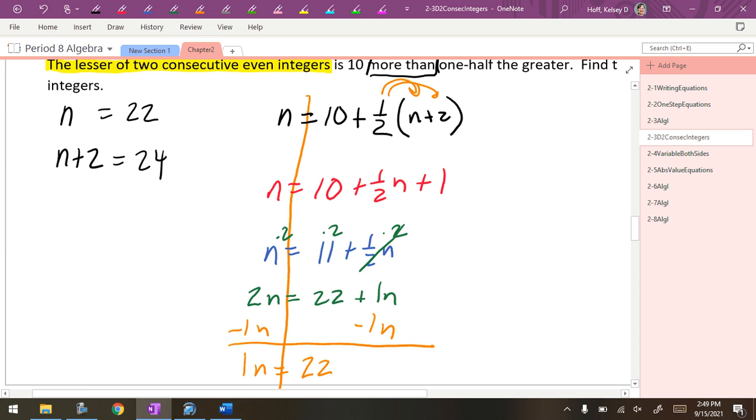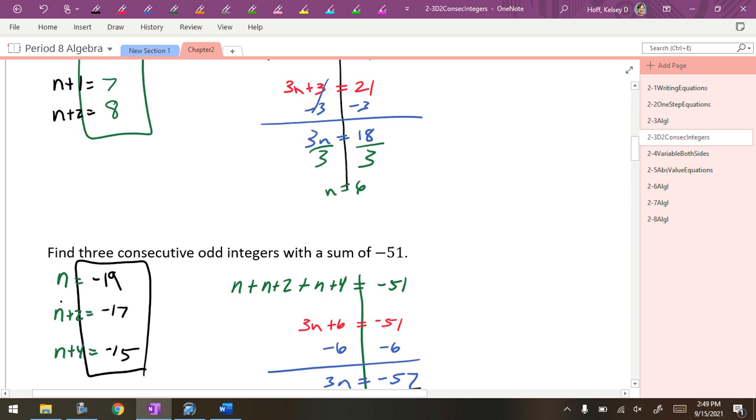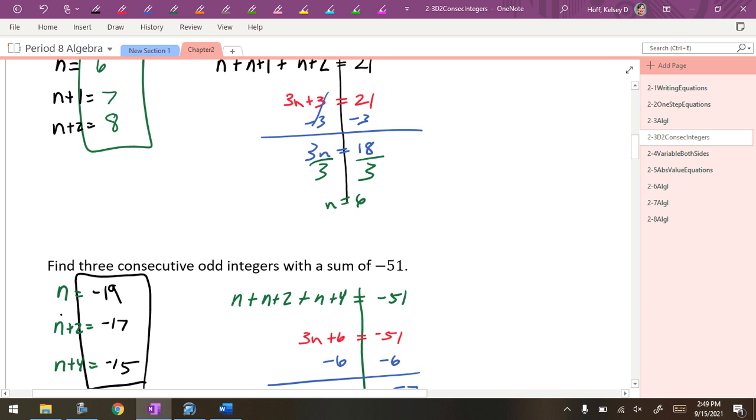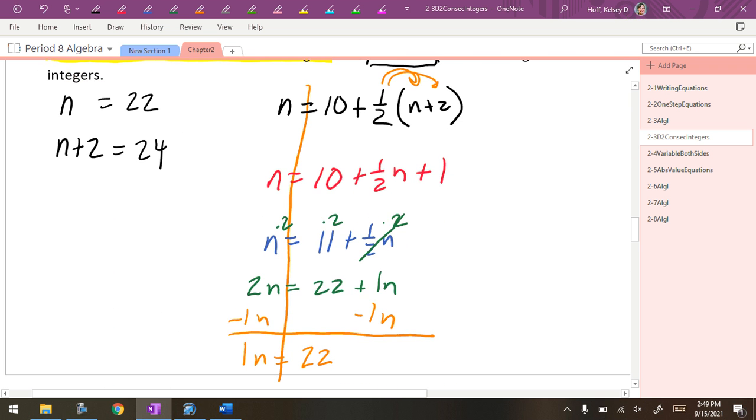Okay, here's the deal. You all get a little cocky after the first couple. It's always 3n. It's always this. It's always that. We always are going to add them together. And then you step on yourself. Okay? Stop and read. Stop and read.